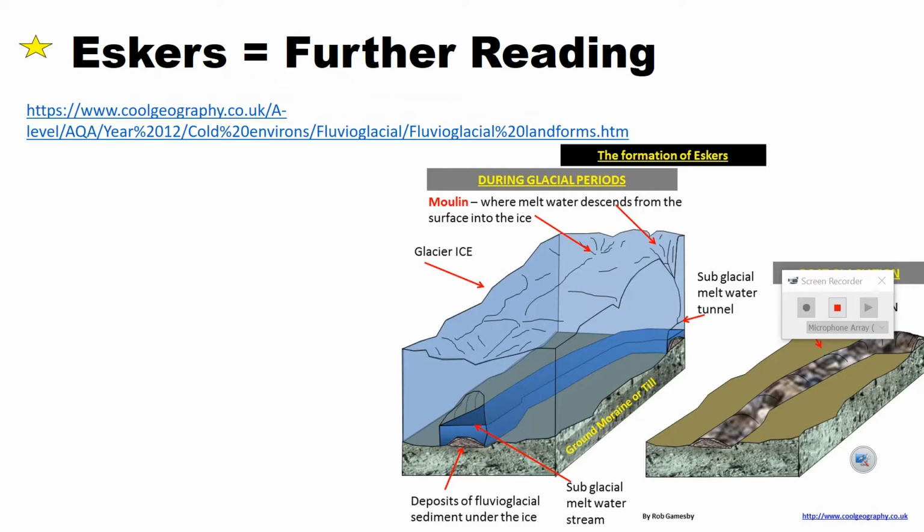There's a bit of further reading from the Cool Geography website if you want to read about these. There are many different forms of reading about these different features, including eskers and kame terraces. This diagram is quite good.